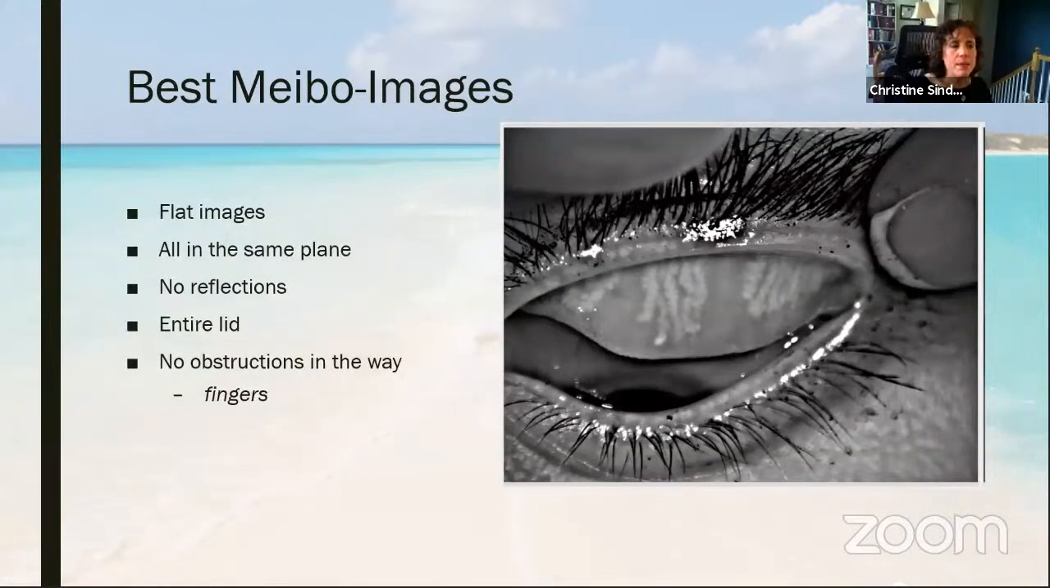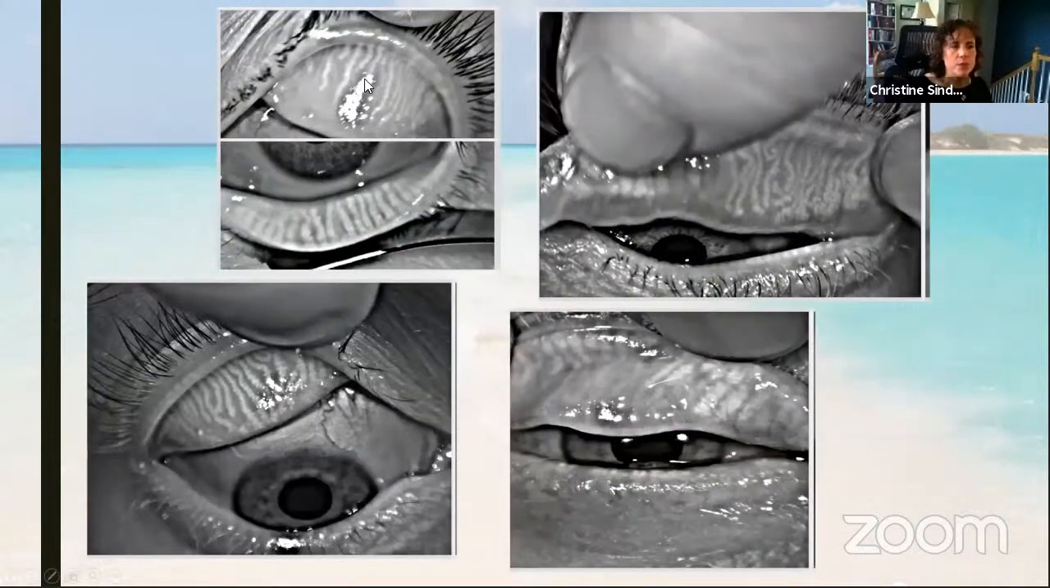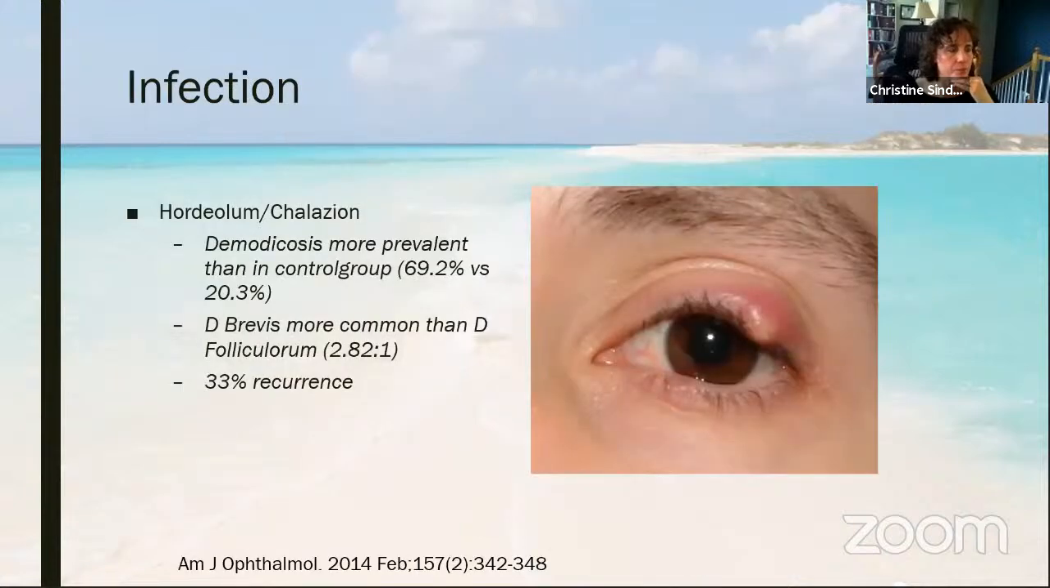Now, if you want to get images, what you want to do is you want to have it all in a flat plane, right? You don't want to have areas where there's a lot of reflections. You don't want the eyelid not fully covered. Again, if you want to do this with a transilluminator, you can flip the transilluminator and then just use your phone if you have an iPhone or an Android phone. But you want to keep your fingers out of the way and you want to keep it all in the same plane. I now tend to take a lot of photography and just put it in the patient's electronic chart because a picture is 1,000 words.